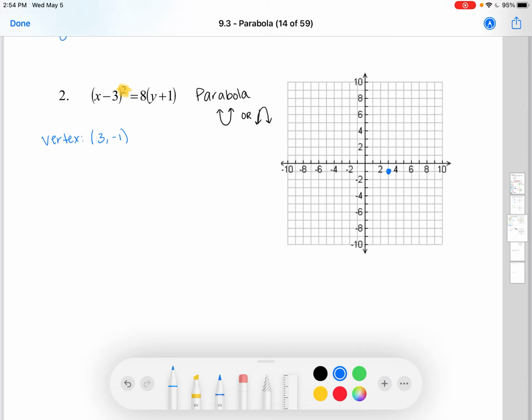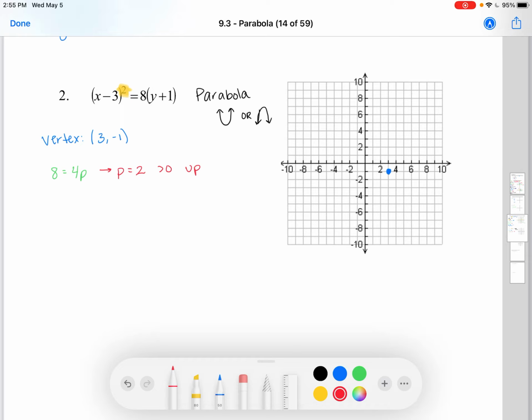Okay. I know my options are either up or down, so now I'm going to head into that p value and figure out what it has to be. The coefficient all by itself on this one was 8. I will always set that equal to 4p, giving me a p-value of +2. And because it was positive, which is greater than 0, that tells me it's going to be going up.